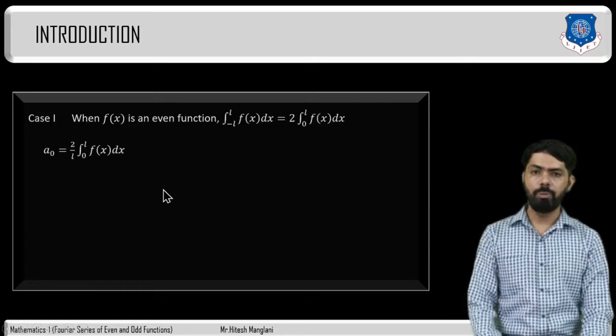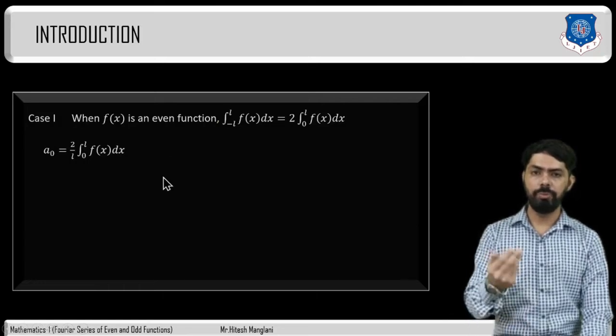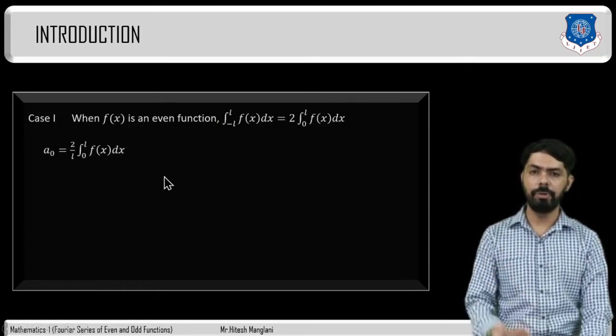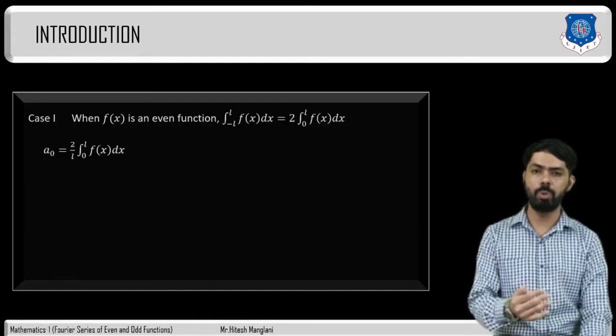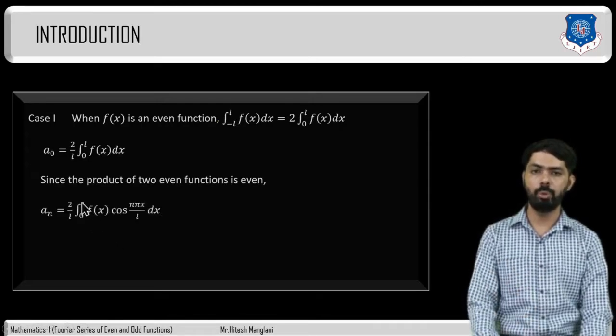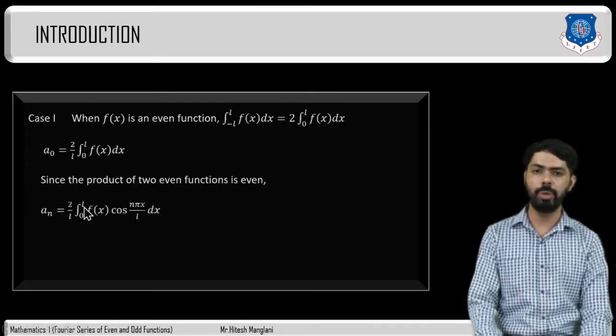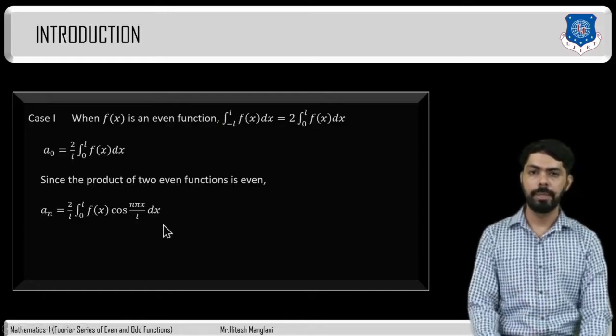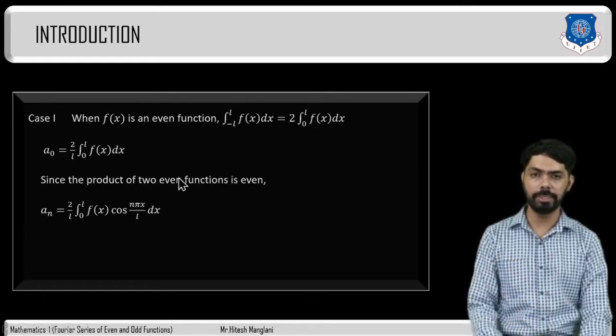Now, how to find an in this case? We know that an is given by 1 divided by L integration minus L to L f of x into cos n pi x divided by L dx. But here f of x is an even function and cos is an even function. So the product of two even functions is even. Therefore, an will be 2 divided by L integration 0 to L f of x into cos n pi x divided by L dx.